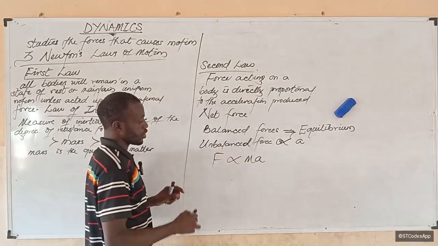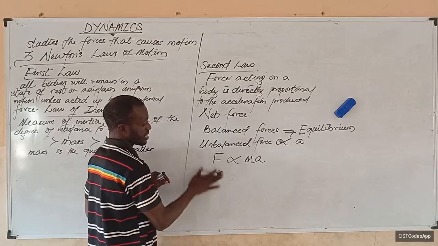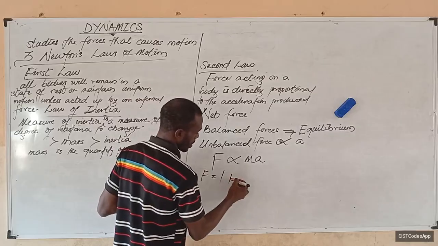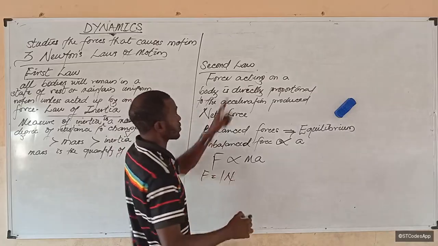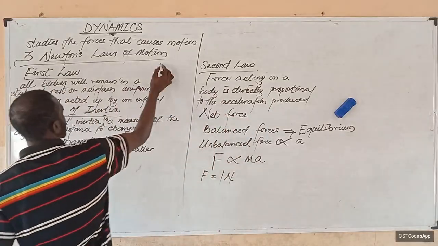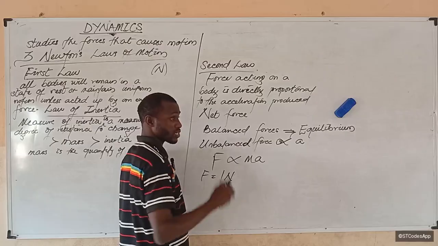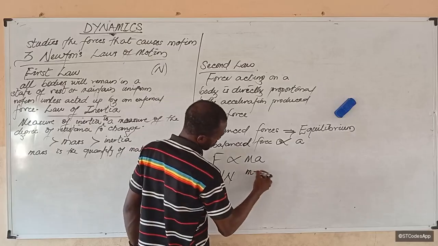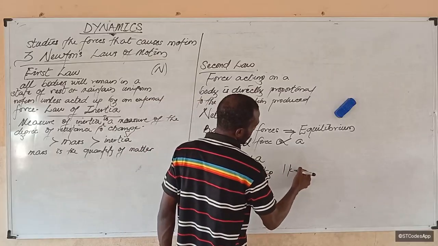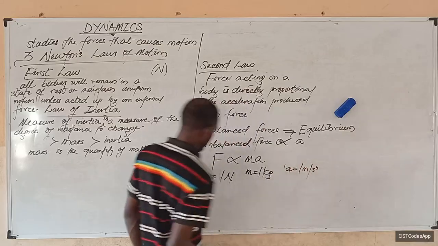Is that clear? So the Newton is described as follows: where the force acting on the body is 1 Newton. Force is measured in Newtons, denoted by N. Is that clear? So where 1 Newton of force is acting on a 1 kilogram mass, it will produce an acceleration of 1 meter per second squared.